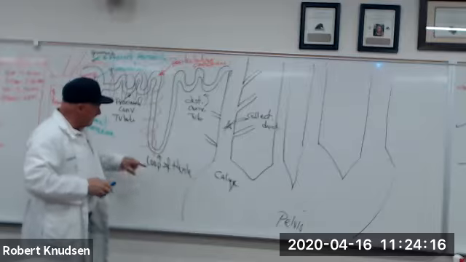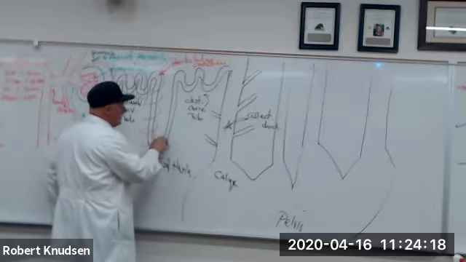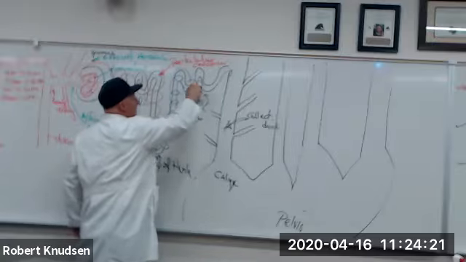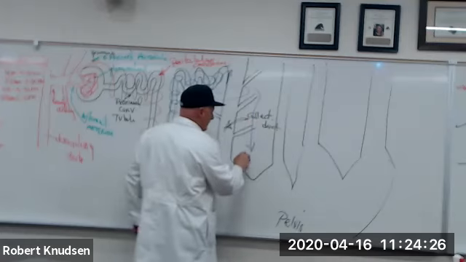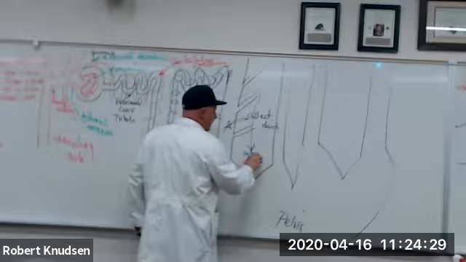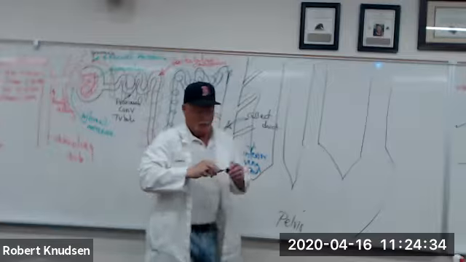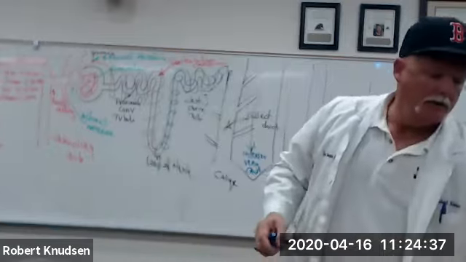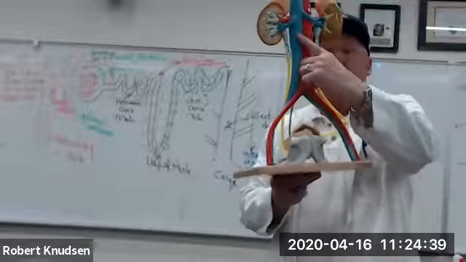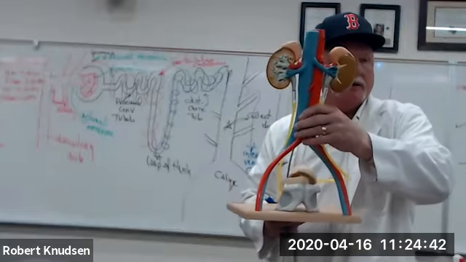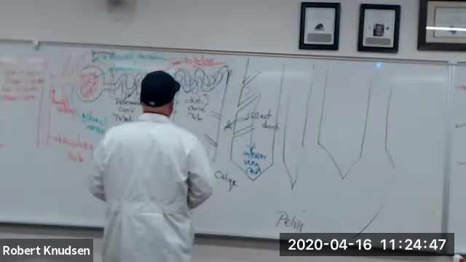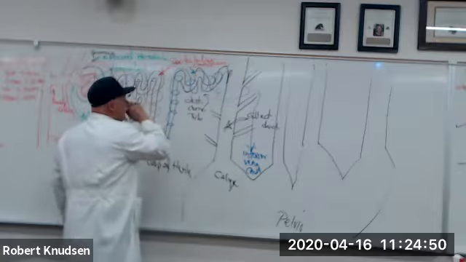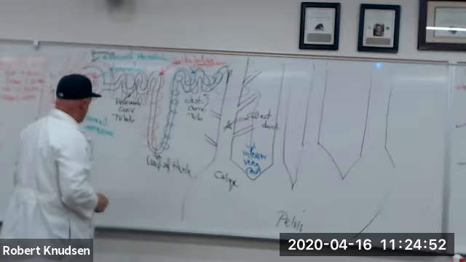Okay? When it gets down to the bottom of the Loop of Henle, it becomes venous. Yes? And guess what it hooks up with? Inferior vena cava. Hooks back up into the inferior vena cava. Yes? By way of the renal vein. Okay? Still peritubular capillaries, only this side is venous, this side is arterial. Wow.